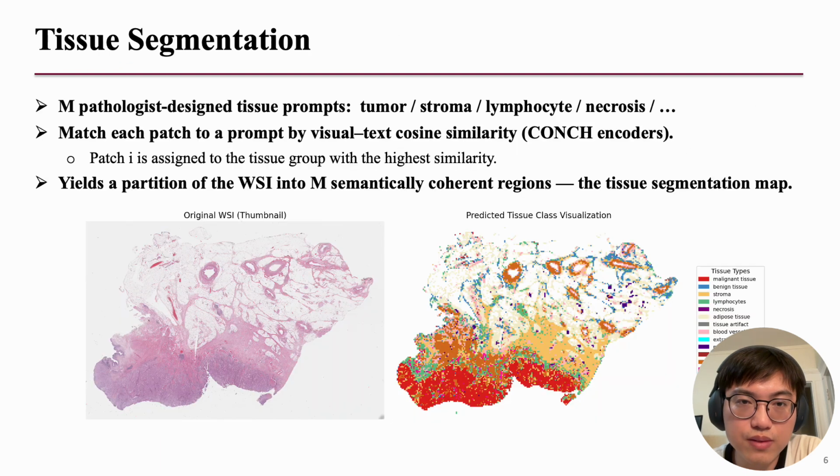For tissue segmentation, together with our pathologist collaborators, we designed M tissue type prompts, including tumor, stroma, lymphocyte, necrosis, and so on. For every patch, we compute the cosine similarity between its visual embedding and each text prompt, and assign the patch to the most similar tissue group. This gives us a CLIP-style segmentation map of the slide, which we will use in the second stage.